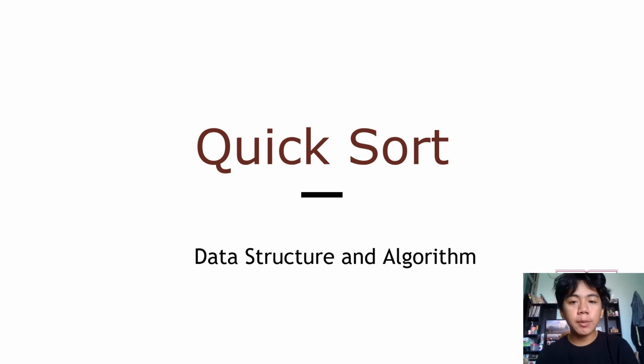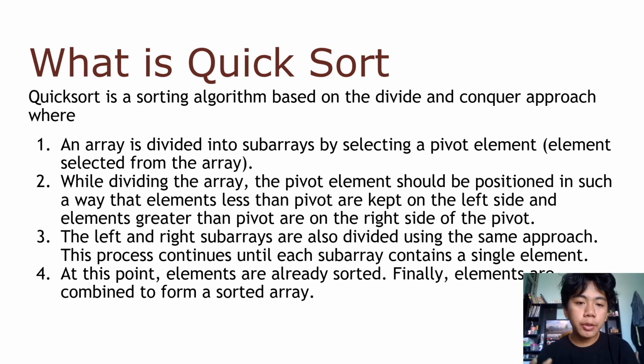And the third one, I will explain about quicksort in data structure and algorithm. What is quicksort? Quicksort is a sorting algorithm based on the divide and conquer approach where one, an array is divided into subarray by selecting a pivot element. Pivot element is element selected from the array.